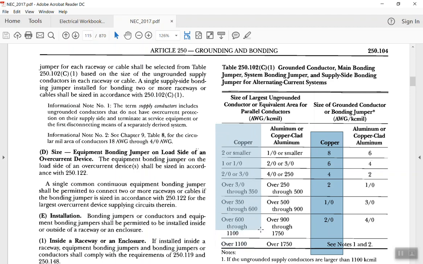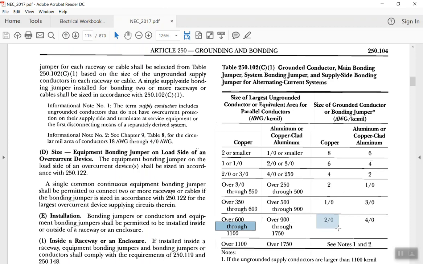Copper 1,000. You can see I went down here to 1,000. That would hit right in there. And at the same time, it corresponds with a 2/0 bond, or bonding jumper. Supply side bonding jumper, that's what it says up here. 2/0 for a 1,000 kcmil service. Pretty simple.